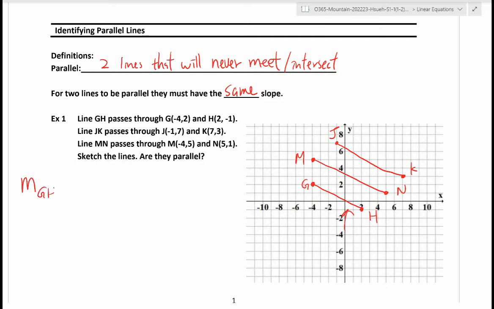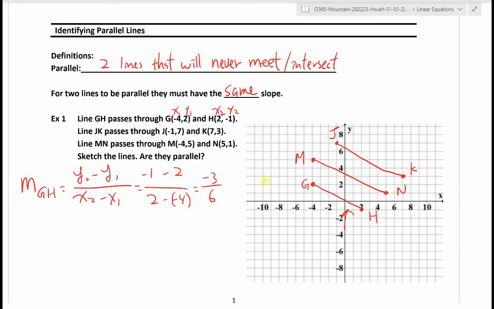Slope of GH, recall this is y2 minus y1. Let me just write down the formula here. y2 minus y1 over x2 minus x1. So in this case, negative 1 minus 2, here's my x1, y1, x2, y2, over 2 minus negative 4. So this is negative 3 out of 6, which is negative 1/2, okay? And we can do the same thing for JK. y2 minus y1 is going to be 3 minus 7, and then 7 minus negative 1. This is going to be negative 4 over 8, which is negative 1/2. So actually, GH and JK turn out to be parallel.